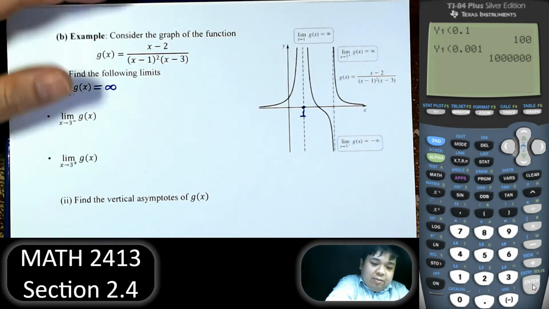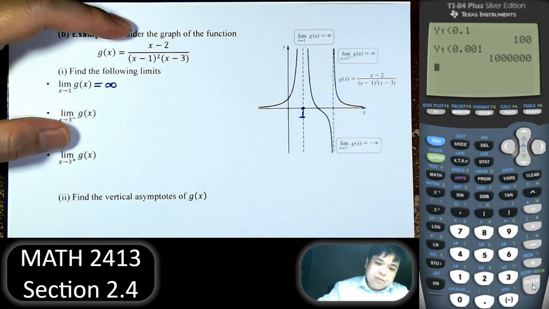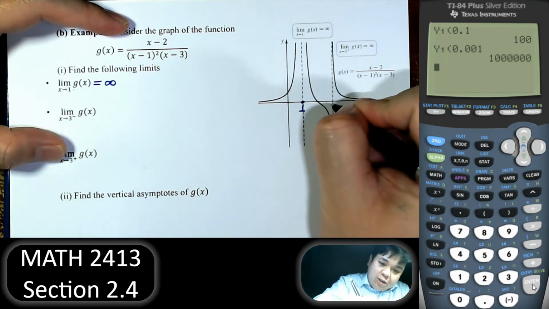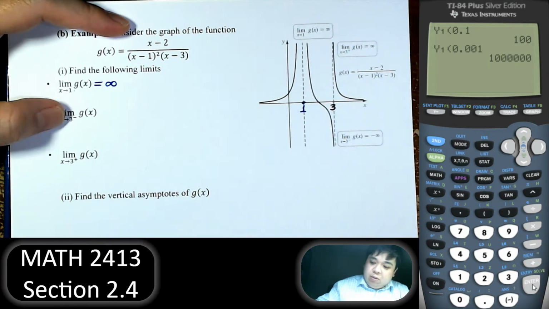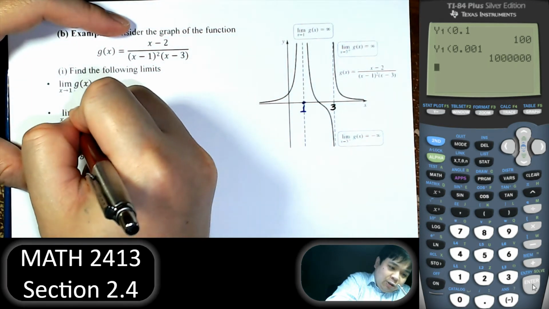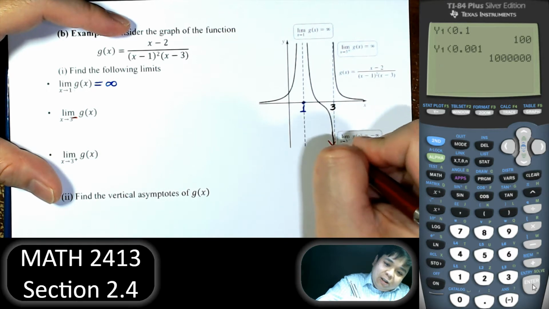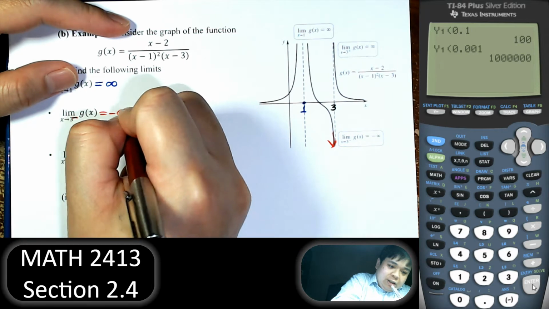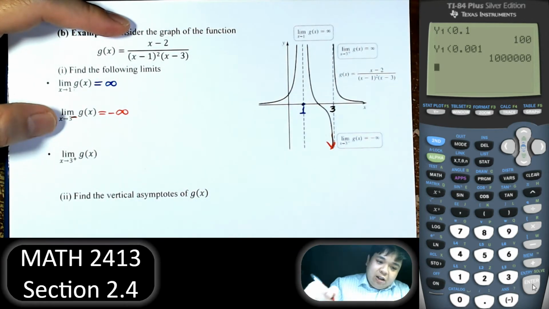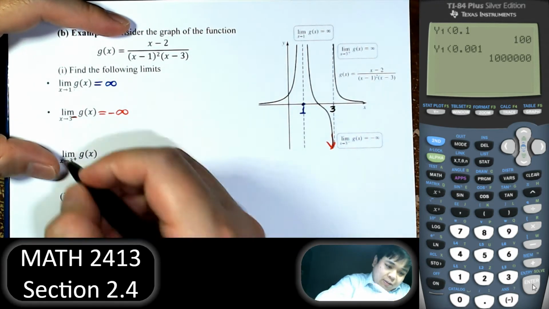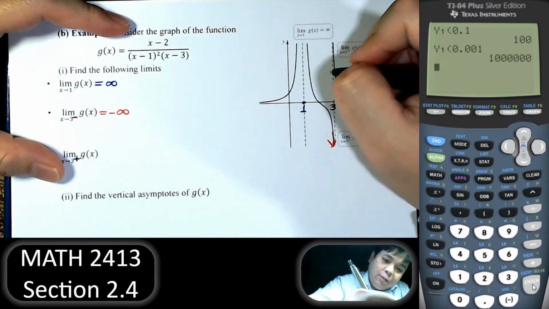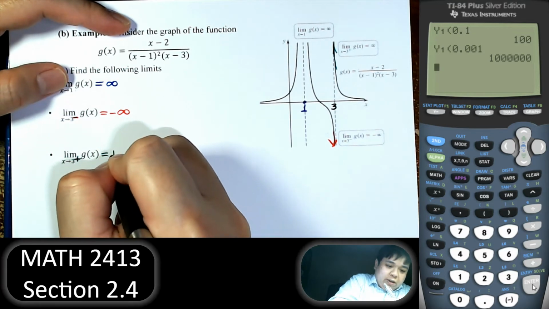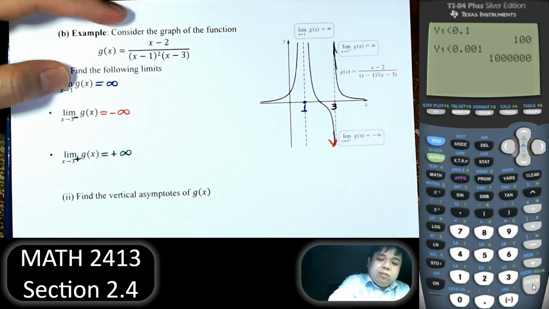That's easy enough. Next, what is the limit when x goes to 3? This is 3. But from the left side, it goes to negative infinity, and on the right side, it goes to positive infinity.